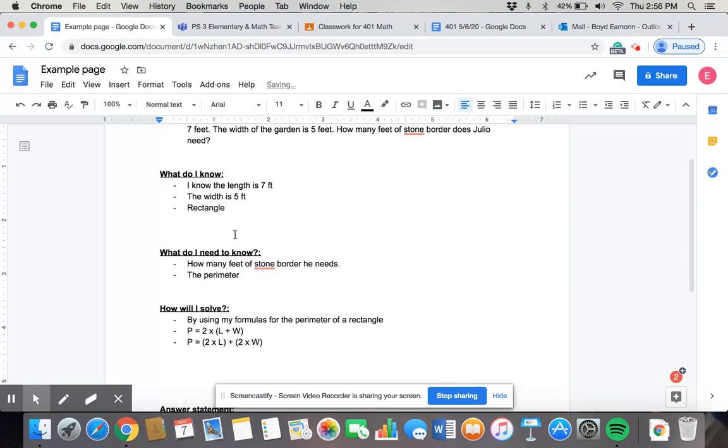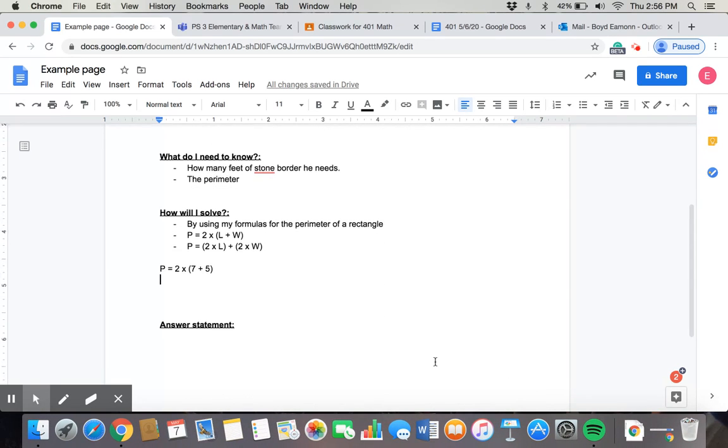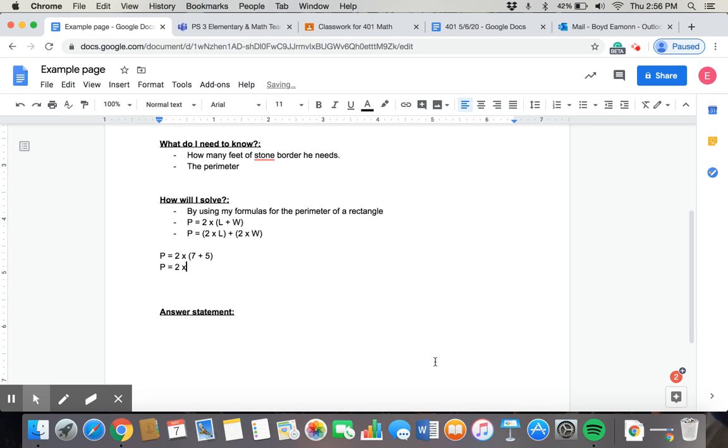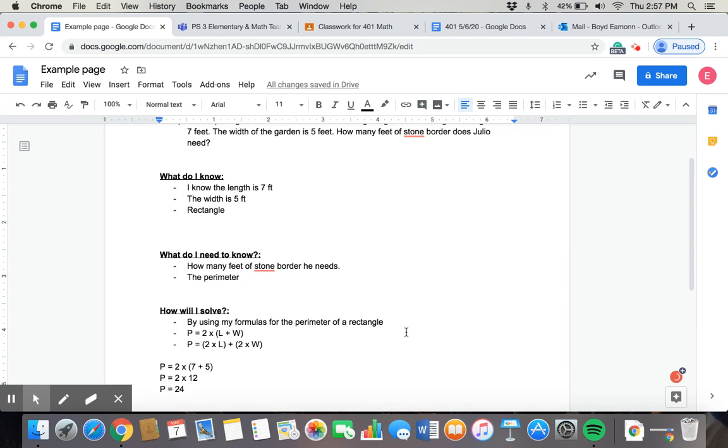The way we solve that is we're just going to plug our length and width in and solve it. So I'm going to use the first one first. Perimeter equals 2 times, and for length, we already wrote up here that it's 7, so I'll put in 7 plus, and my width is 5, so I'll put 5 and close my parentheses. I'm going to keep solving as I go down. Perimeter equals 2 times 7 plus 5, which is 12. And perimeter equals 2 times 12, which gives me 24. But it's not just 24, it is 24 feet, because we are using feet as our units.